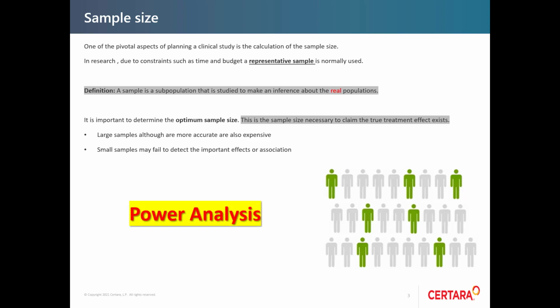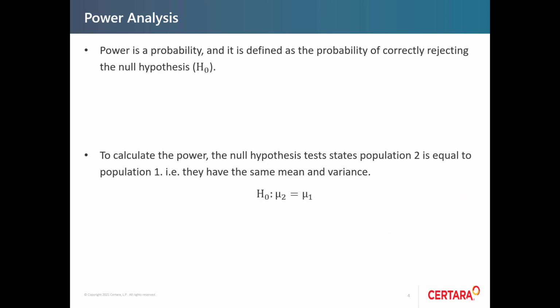So this is where power analysis comes into play. What is power? Power is a probability, and it is defined as the probability of correctly rejecting the null hypothesis. To calculate the power, the null hypothesis test states that population 2 is equal to population 1. In other words, they have the same mean and the same variance. Typically, at least 80% power is the target.